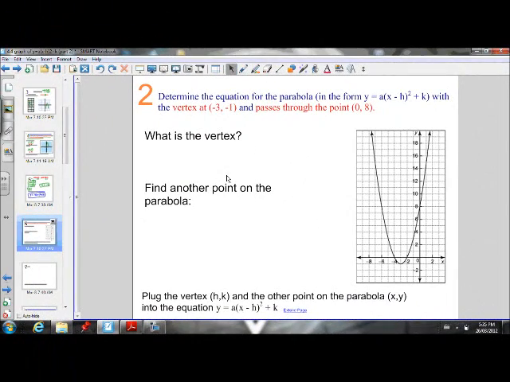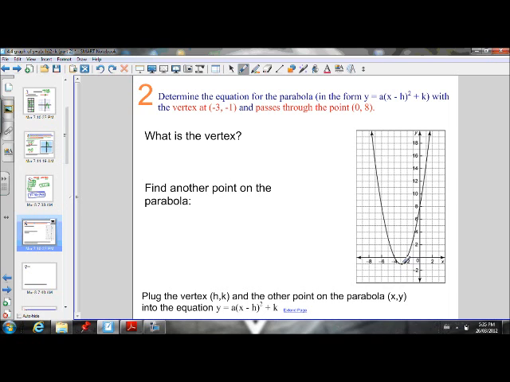So, determine the equation for the parabola in the form y = a(x - h)² + k, with the vertex at (-3, -1), and passes through the point (0, 8). So here's the parabola. I've got it drawn for us already, so you don't have to deal with my rough sketches.